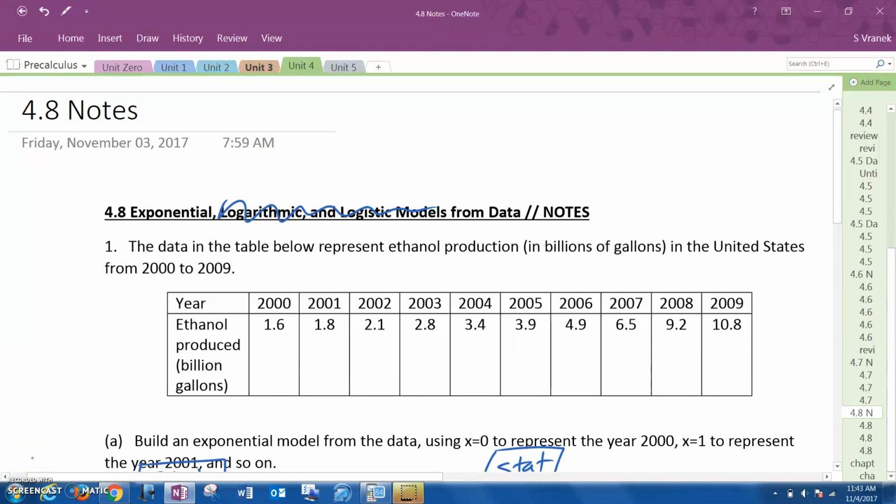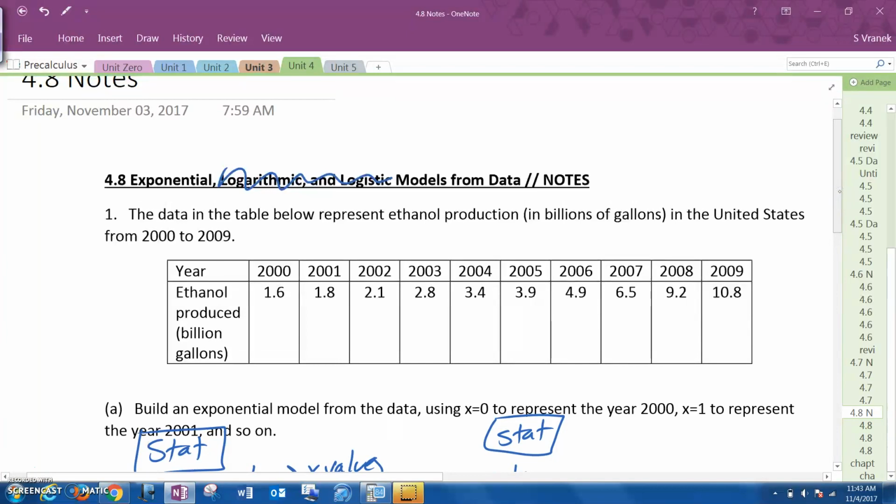All right, class, the last section we're doing is exponential models from data. So the first thing that we give you is some data to do that. Here we have a data table that represents ethanol production in billions of gallons. That's key because you always need to know your units. In the United States from 2000 to 2009.